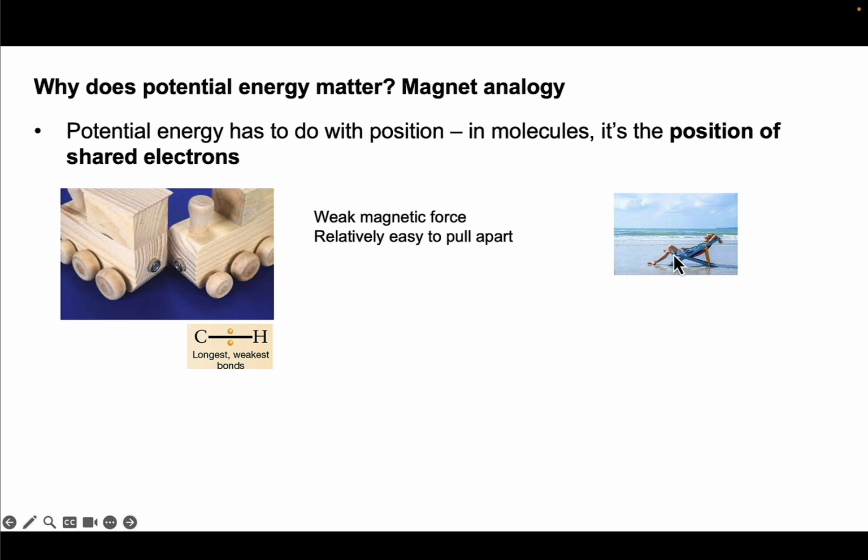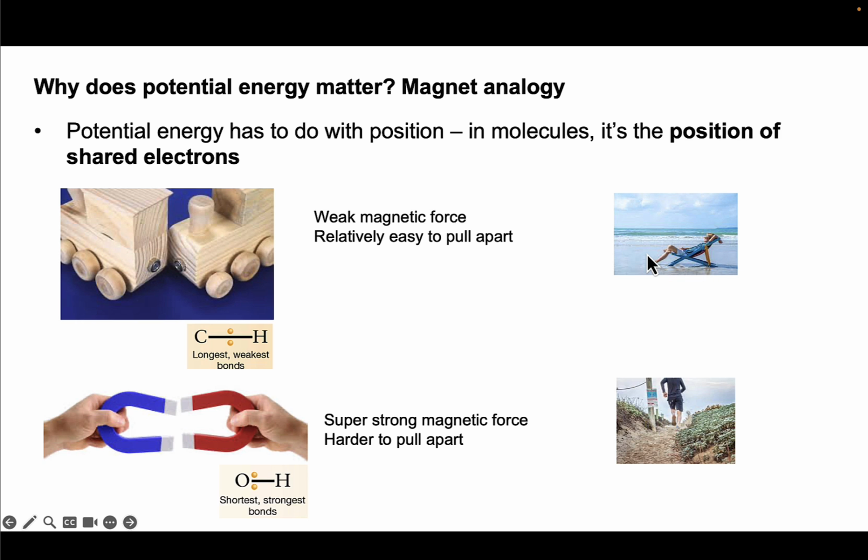I wouldn't have to put very much effort into it. Here's me, this is me relaxing on the beach. This isn't actually me, but this requires very little energy. This is in contrast to some of these stronger magnets that you might work with for industrial purposes. And these represent these polar covalent bonds, right? These have a stronger magnetic force, and they require much more energy to break apart. This is, for example, if you were to run up one of the Moros.